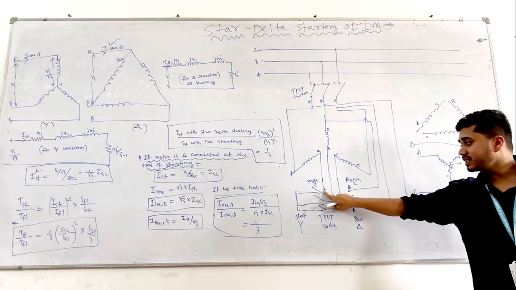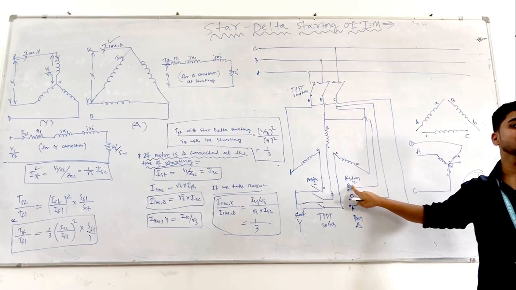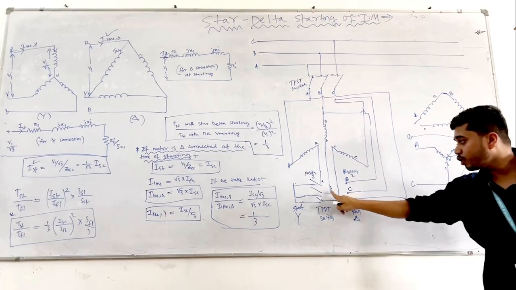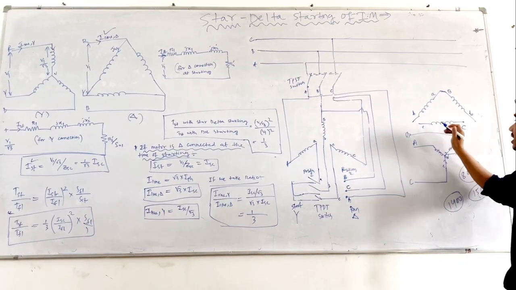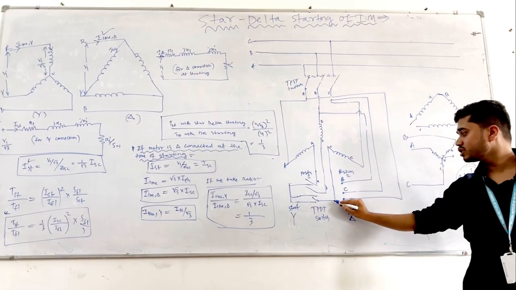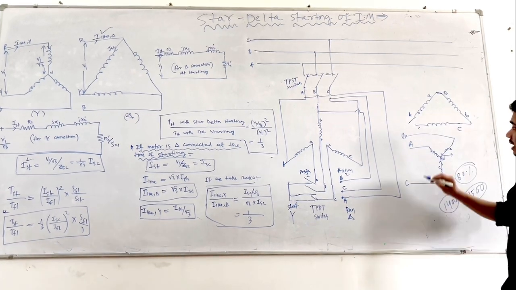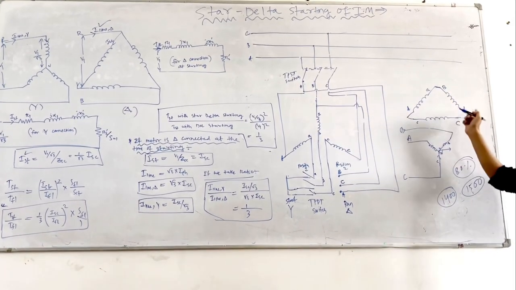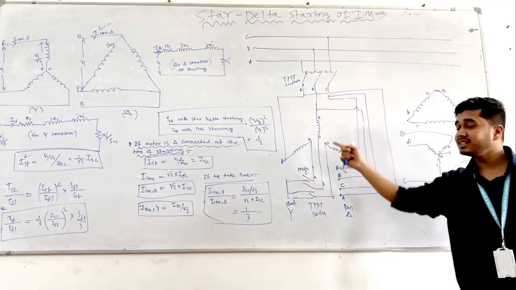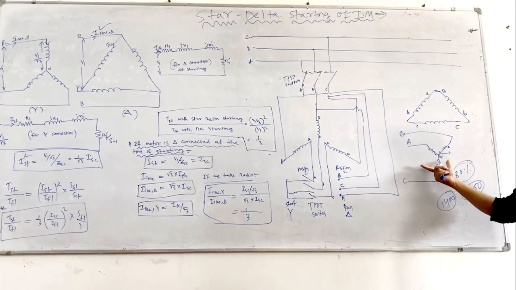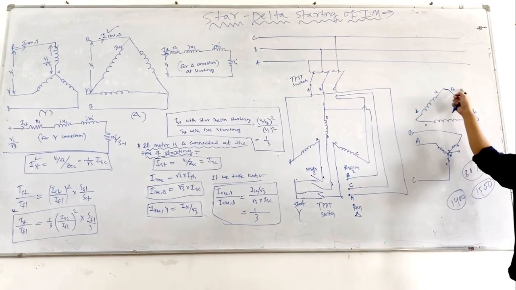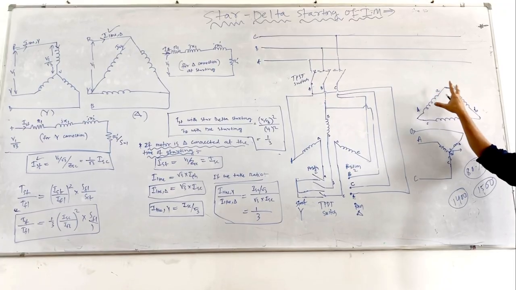Now you are connecting small a to capital B, then small b to capital C, and then small c to capital A. Now tell me, the winding is now in which connection? Delta connection. Initially, in position 1, the windings are in which connection? Star connection. Later, when you move the switch from position 1 to position 2, the connection is delta connection. You can feel it. Getting the feeling or not?